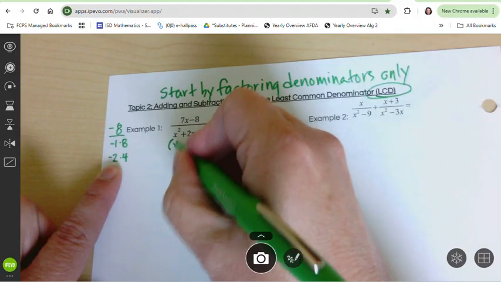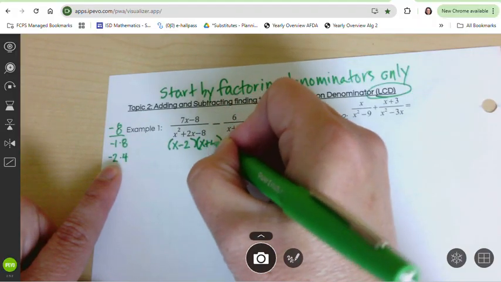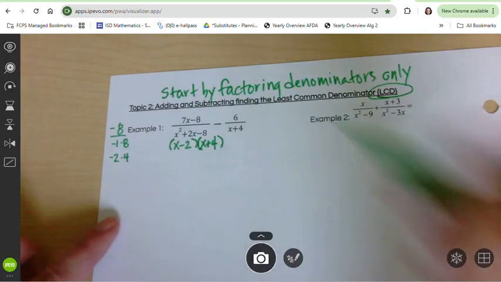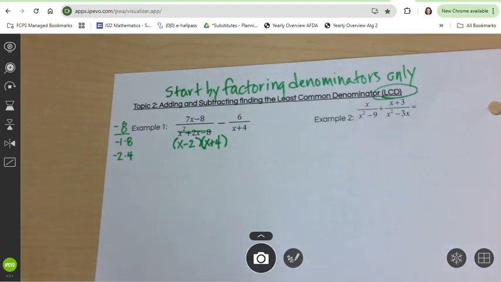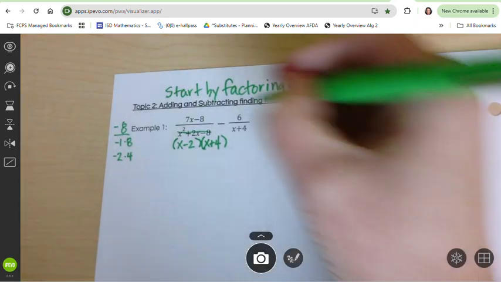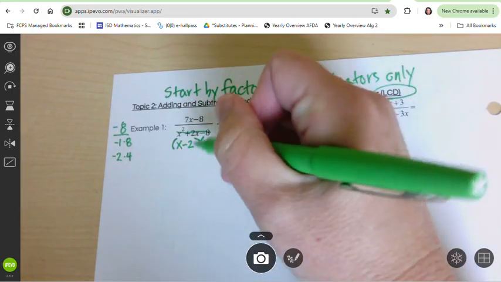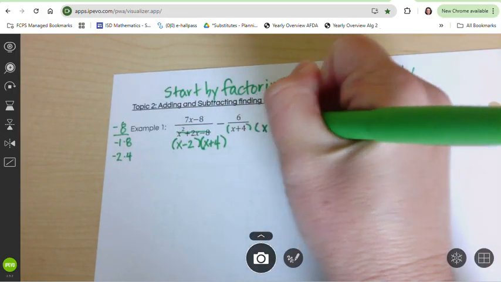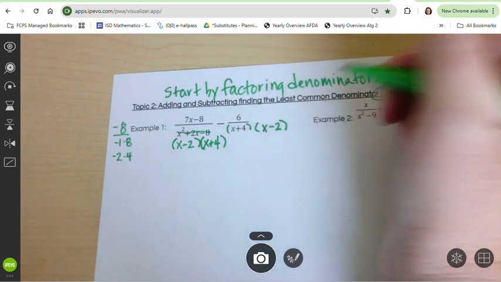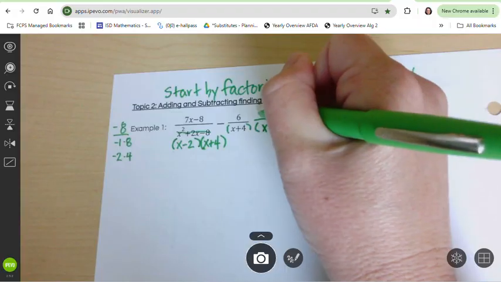So x minus 2 and x plus 4. This one already has x plus 4, so to get a common denominator, I multiply it by what it's missing, the x minus 2. I can only do that in the denominator if I also do it in the numerator.